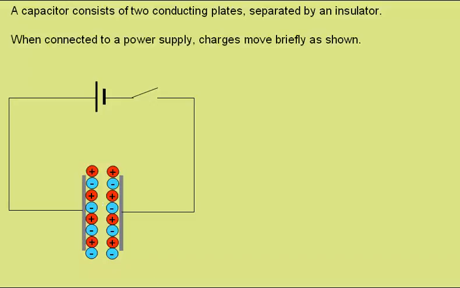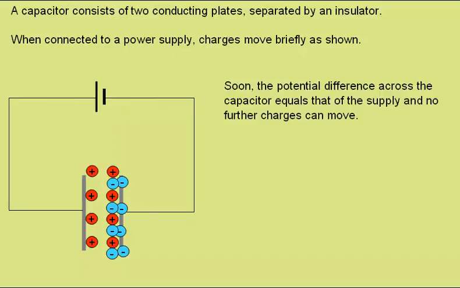When connected to a power supply by closing the switch, the charges will move briefly as shown. So the negative charges are going to move round from the left hand plate to the right hand plate. Soon the potential difference across the capacitor will equal that of the supply, and so no further charges can move.